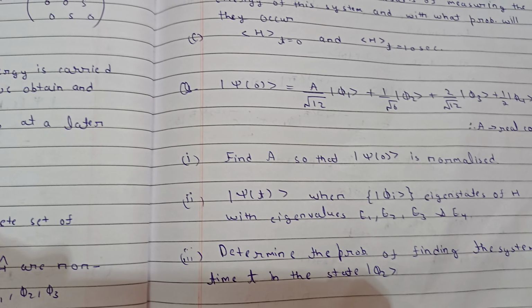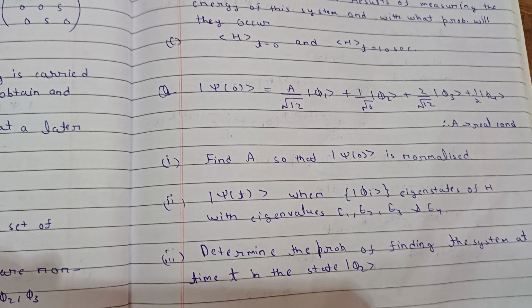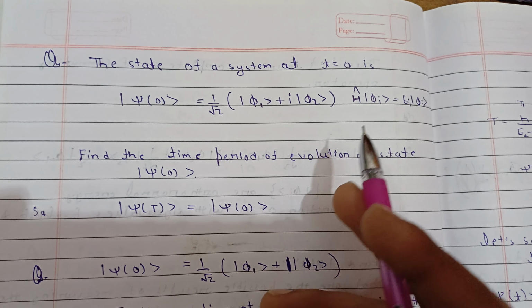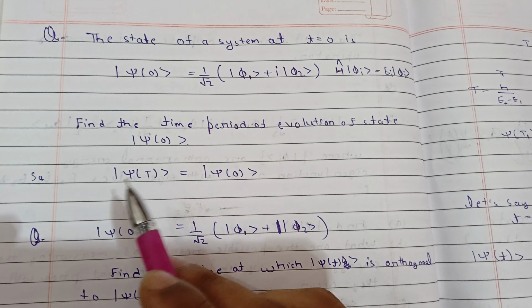In the last lecture we were discussing some questions based on the postulates and all we have studied up to here. So I gave you some questions, so let's see the solution. I gave you this question: the state of a system at t equal to 0 is given and we need to find the time period of the evolution of the state psi 0.